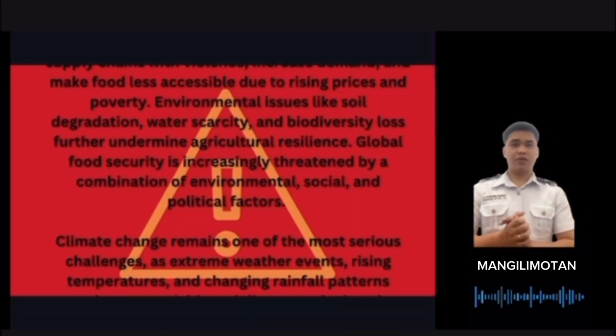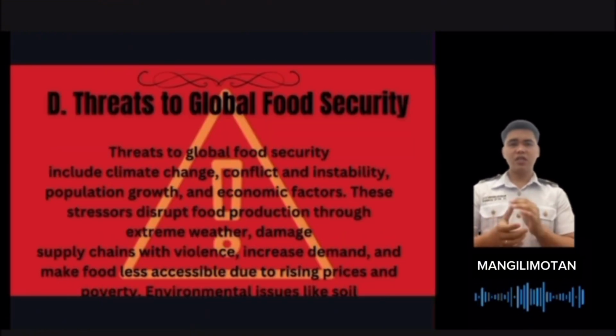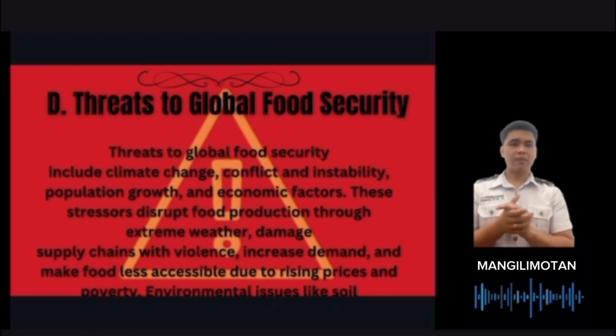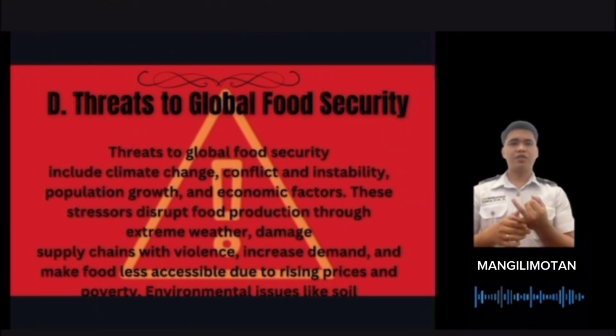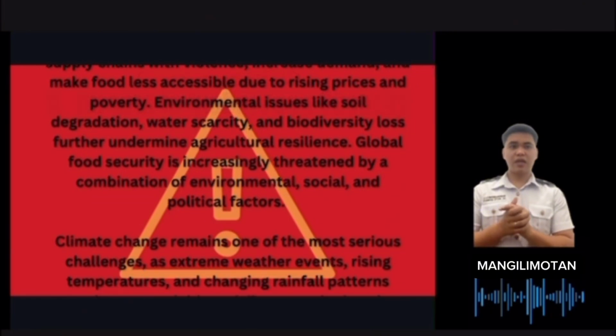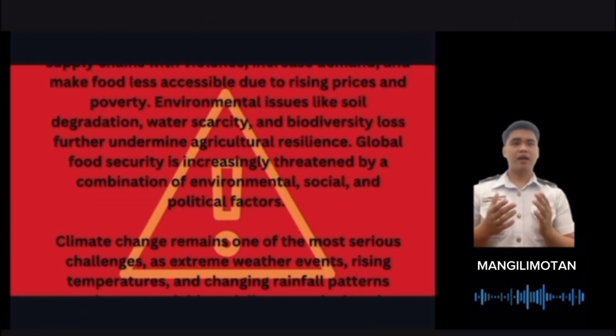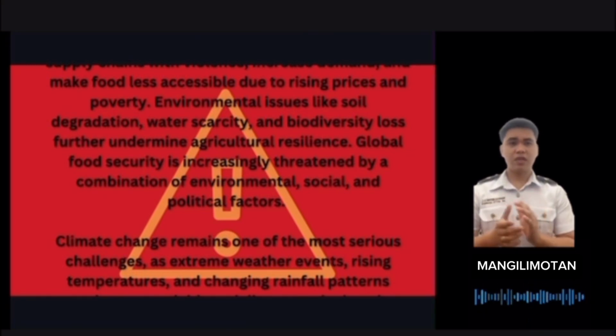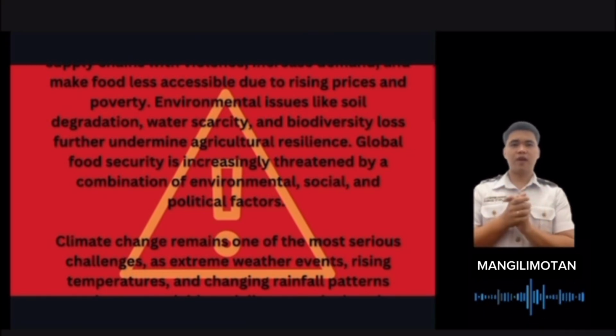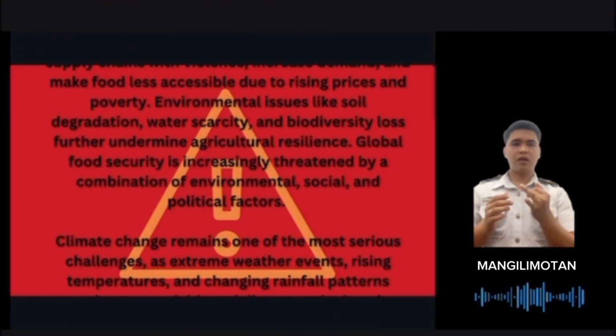Threats to global food security. So what are the threats to global food security? They include climate change, conflict and instability, population growth, and economic factors. These stressors disrupt food production through extreme weather, damage supply chains with violence, increase demand, and make food less accessible due to rising prices and poverty. Environmental issues like soil degradation, water scarcity, and biodiversity loss further undermine agricultural resilience. So global food security is increasingly threatened by a combination of environmental, social, and political factors.